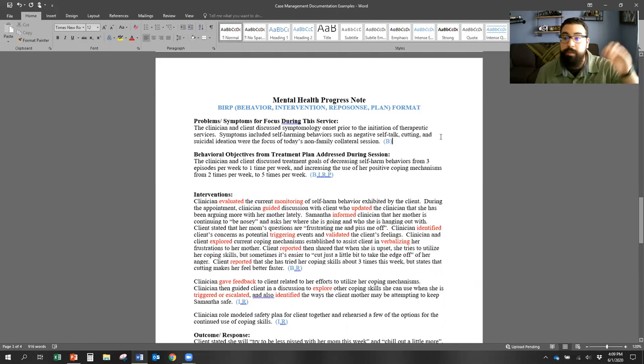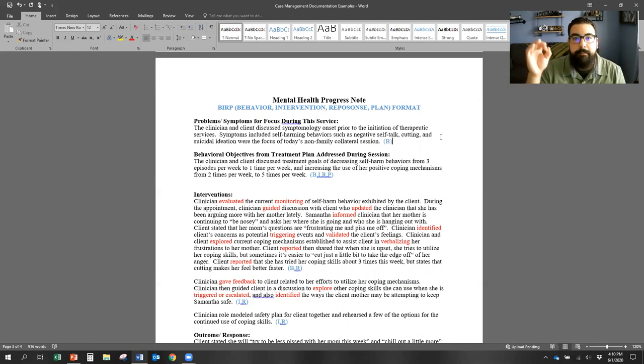Do you notice this isn't written with flair? This isn't written with adjectives. It's not describing my feelings, my judgments, my interpretations, my opinion. This is solely discussing what I'm here to do for this case. In these mental health notes, the only thing that we document on this template is what is billable. It is all about justifying the services we provided and how they relate to the billable conditions that we are addressing in our treatment plans.